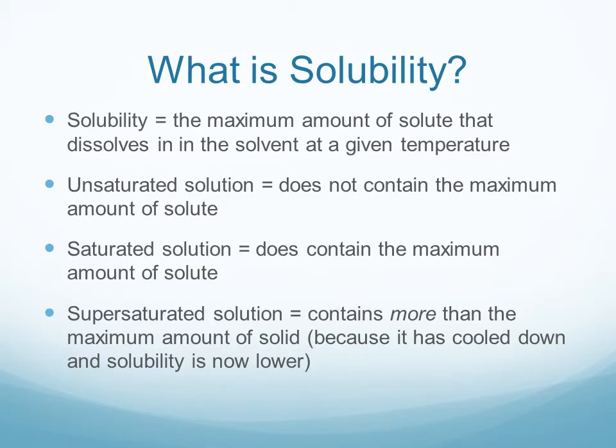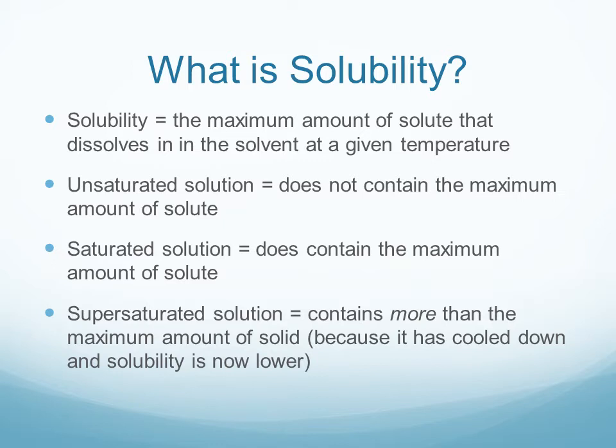So Section 3 starts off talking about solubility. Solubility is the maximum amount of solute that dissolves in the solvent at a given temperature. So if you wanted to know the solubility of a particular solute, you could look that up in a table of solubilities. If you have an unsaturated solution, then it does not have the maximum amount of solute dissolved in it. But a saturated solution does contain the maximum amount of solute. It can't dissolve any more.